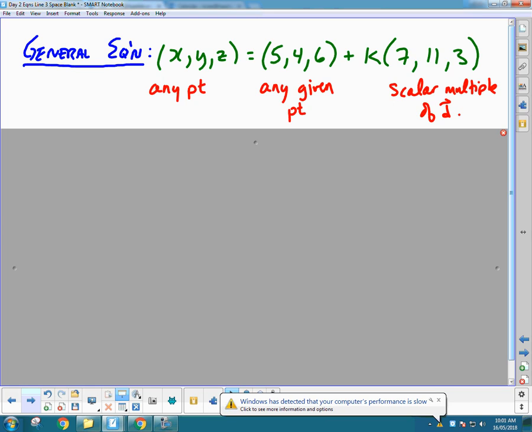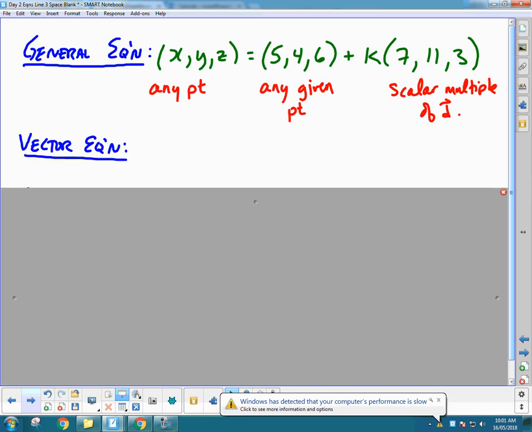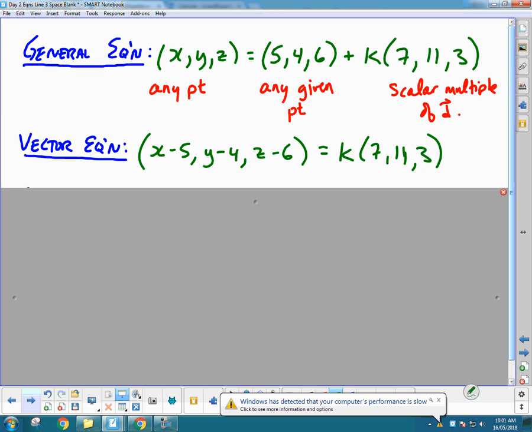Now, from the general equation, we can go to the vector equation. If you recall from yesterday, the vector equation just brings the point over. So we're going to subtract 5, so x minus 5, y minus 4, z minus 6 equals k times 7, 11, 3. It's called the vector equation because it isolates the direction vector. You can see the direction vector there. And the coordinate is all within here and opposite to what you think. So just like yesterday, when you see x minus 5, it's referring to the point 5, 4 and 6.